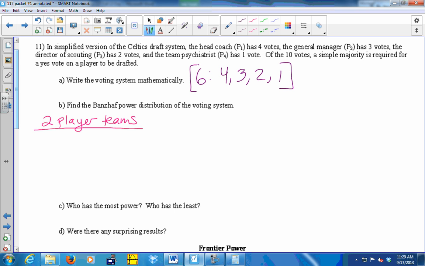The 4 and the 3, that's player 1 and player 2. Any other teams of 2? Player 1 and player 3, the 4 and the 2. Any other 2-player teams that can get 6 or more votes? No. Okay, so let's look at 3-player teams.